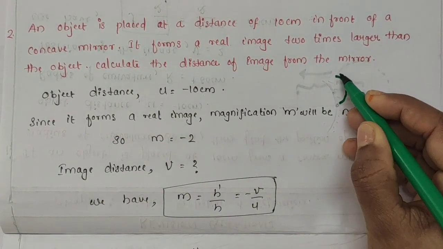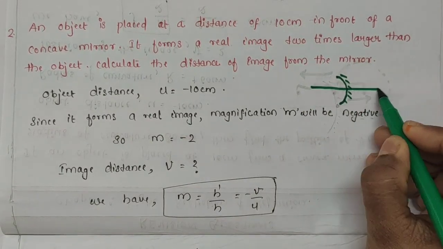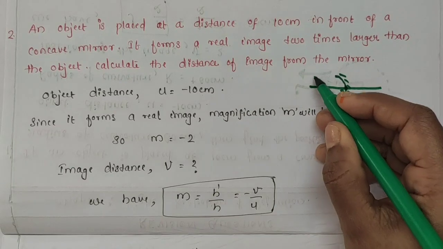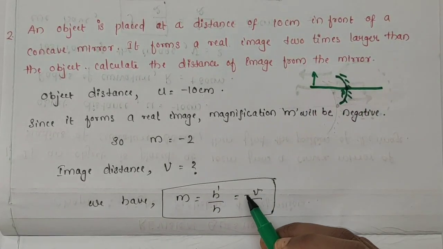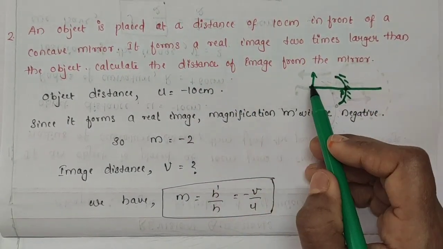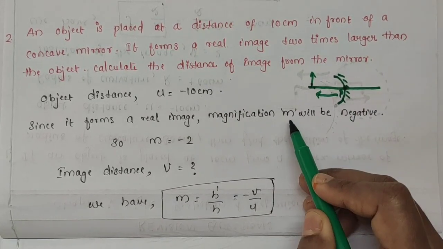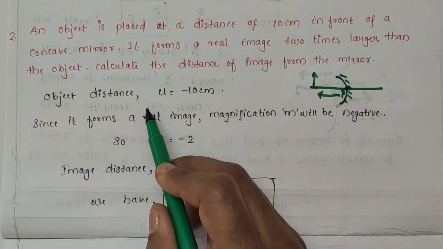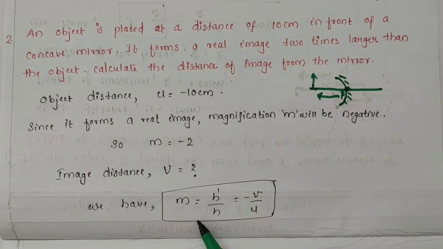Concave mirror can be represented like this. It is bulged, it is curved inwards. This can be taken as the pole of the mirror. Then the principal axis. The object is usually kept in front of the mirror, that is to the left hand side of this pole. So here object distance is given as 10 centimeter. Object distance means from the pole to the object, no? So it is measured to the left. That must be taken as negative as per the sign convention. So object distance u equal to minus 10 centimeters.